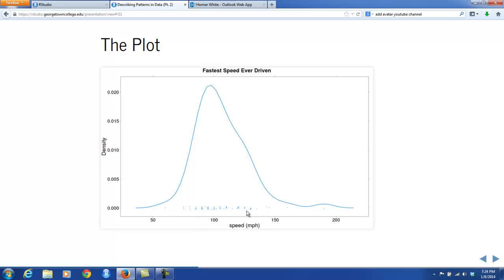Along the bottom, you see little blue dots, and those are the actual speeds that students drove. They form kind of a rug, and they're jittered a bit so that when 2 students drive the same speed, the points don't exactly overlay each other. And you can get a sense that where the density curve is high, the speeds are crowded together. And where the density curve is low, the speeds are quite spread apart. Here's that one person that drove 190 miles per hour and is creating this one little bump at the end. So in histograms and in density plots, heights go along with crowding.